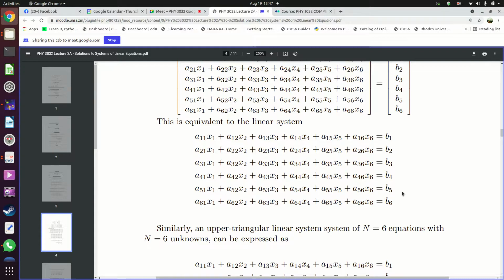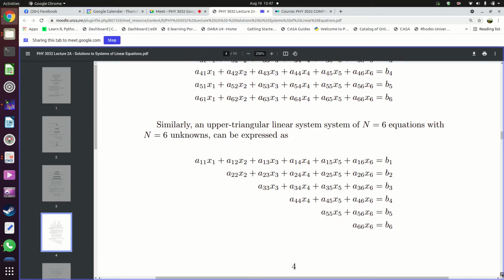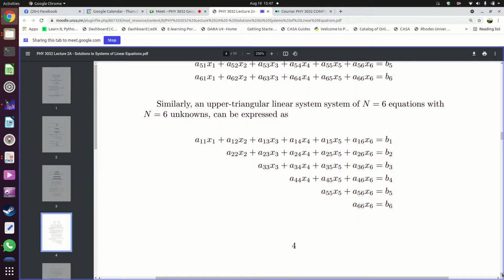Yes, sir. Okay, so now that we know that we can do this, our interest is in triangular linear systems, the upper triangular linear system, which is what we have been looking at. So we're going back to our upper triangular linear system, which is what we have here, a triangular linear system of 6 equations with 6 unknowns: A11 x1 plus A12 x2 plus A13 x3 plus A14 x4 plus A15 x5 plus A16 x6, the way it is here.